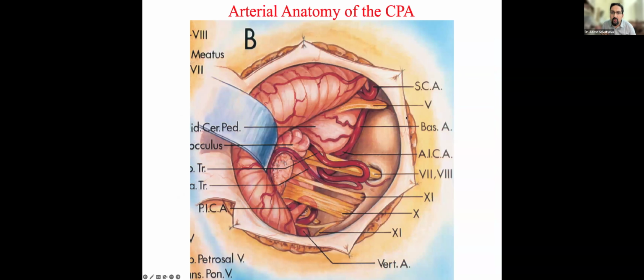The most important artery which one encounters during the CP angle approach is the AICA and its branches. Obviously, there is the SCA above and the PICA below, which may not be initially visible to the surgeon while he's operating on a pathology. May be visible for an MVD case, one can appreciate that, but usually not well appreciated initially with a pathology like a vestibular schwannoma or a meningioma.